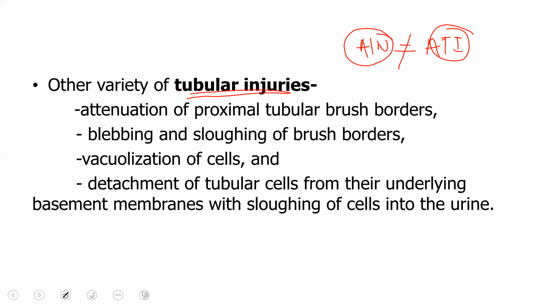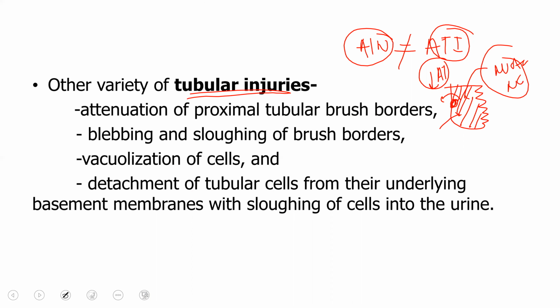As we know, the proximal convoluted tubular cell on its luminal side has a brush border, and due to the injury, as I've said, there is a decrease in the ATP, and because of the decrease in the ATP, the sodium potassium ATPase will not work, and now the sodium cannot be pumped out of the cell. Instead the sodium will be inside the cell, and that will result in accumulation of water with sodium, and that will result in swelling of the cell, and hence there will be loss of the proximal tubular brush border.